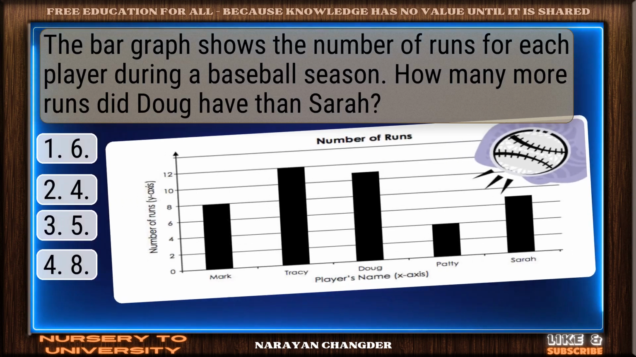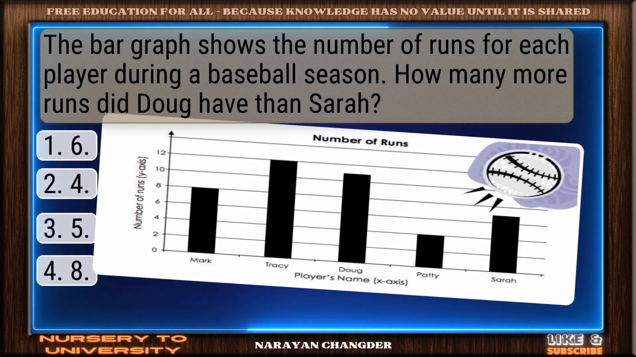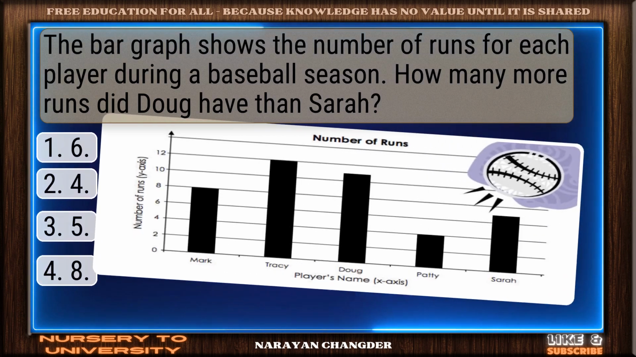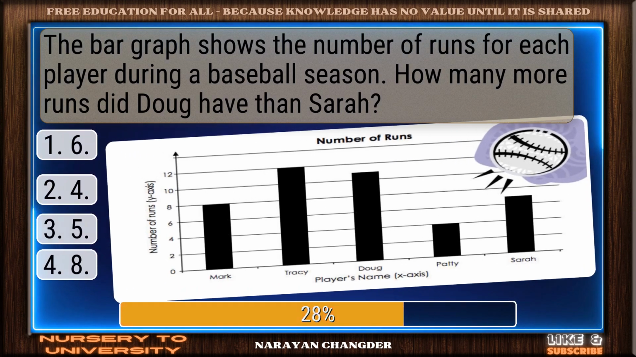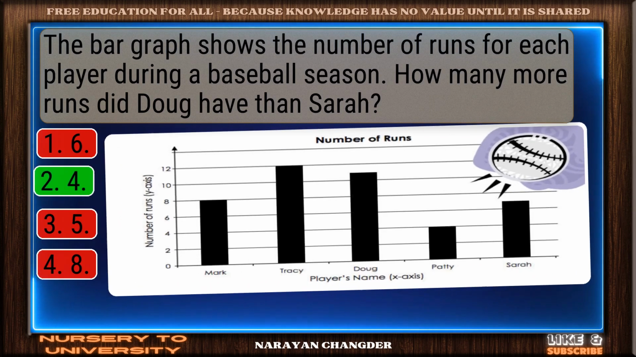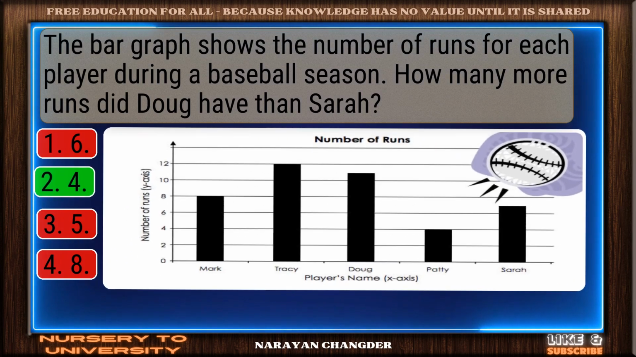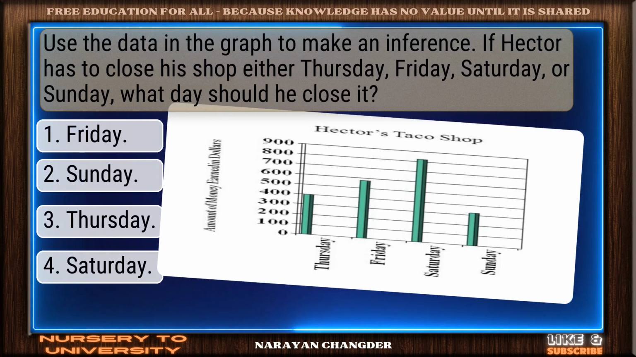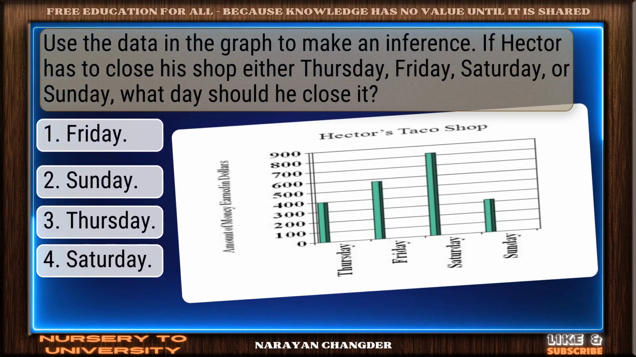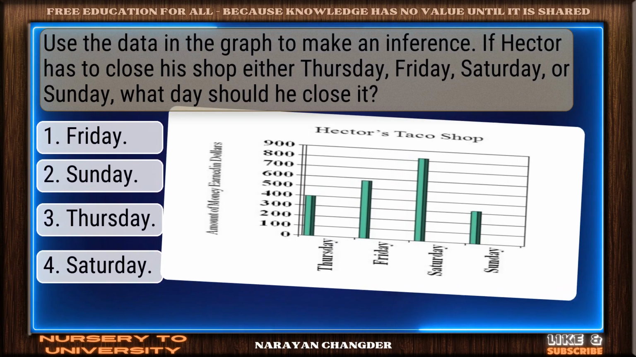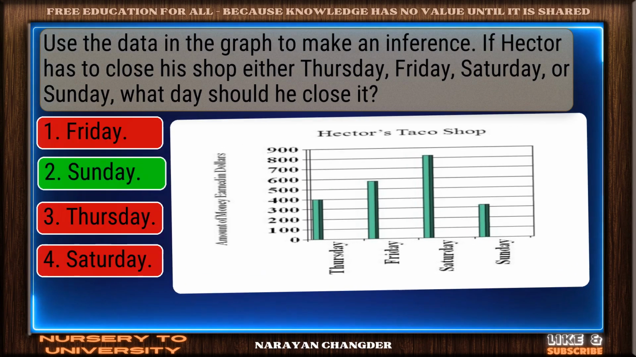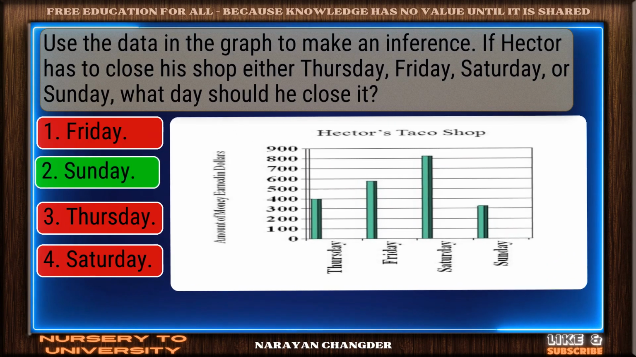The bar graph shows the number of runs for each player during a baseball season. How many more runs did Doug have than Sarah? Correct. 4 is spot on. Use the data in the graph to make an inference. If Hector has to close his shop either Thursday, Friday, Saturday, or Sunday, what day should he close it? Right choice. Sunday is best.